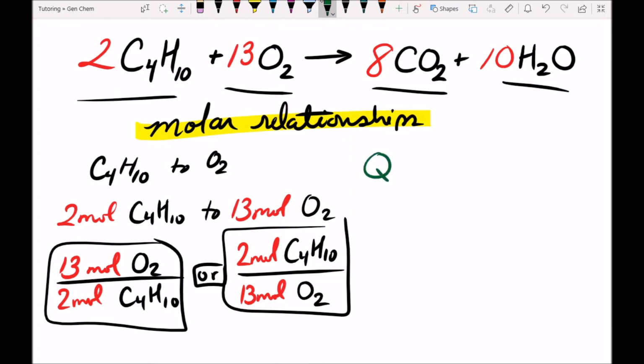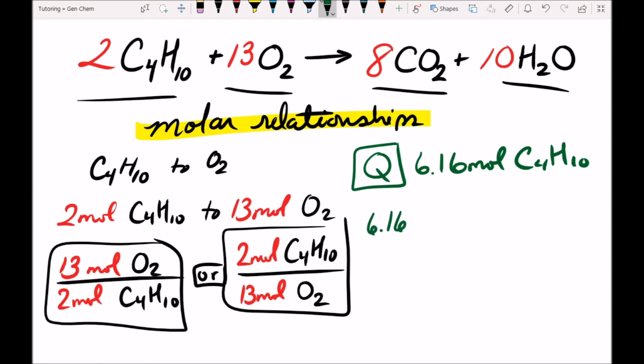So here's a question. Let's say we have 6.16 moles of butane, C4H10. How do we know how many moles of oxygen are needed to completely consume all of that butane, to completely combust that butane? Well, we use a fraction to convert the number of moles of C4H10.